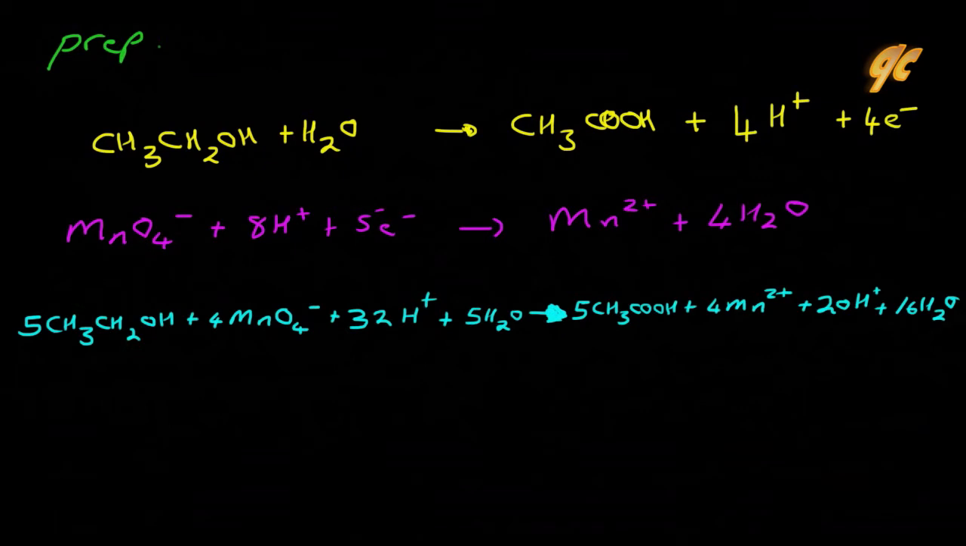Okay, so in this equation, if you remember back from the redox topic, we can cancel hydrogens and waters by removing the least amount from each side. So with the water, there are 5 waters on the left hand side and 16 on the right, so I'm going to remove 5 from each. We can do the same with the hydrogen ions. There are 32 on the left and there are 20 on the right, so I'm going to remove 20 from both sides.